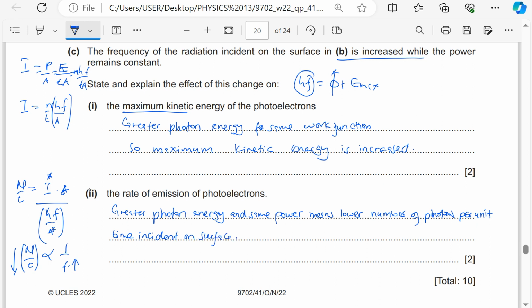And remember, the rate of emission of photoelectrons depends on the number of photons incident on the surface. Since each electron absorbs one photon, the rate of emission is low. So N over T is going to decrease, because N over T is the number of photons incident on the surface per unit time, which is directly proportional to the number of electrons which leave the surface. Since every electron just absorbs one photon, the rate of emission is going to be low, because there are fewer photons incident on the surface per unit time. Okay.